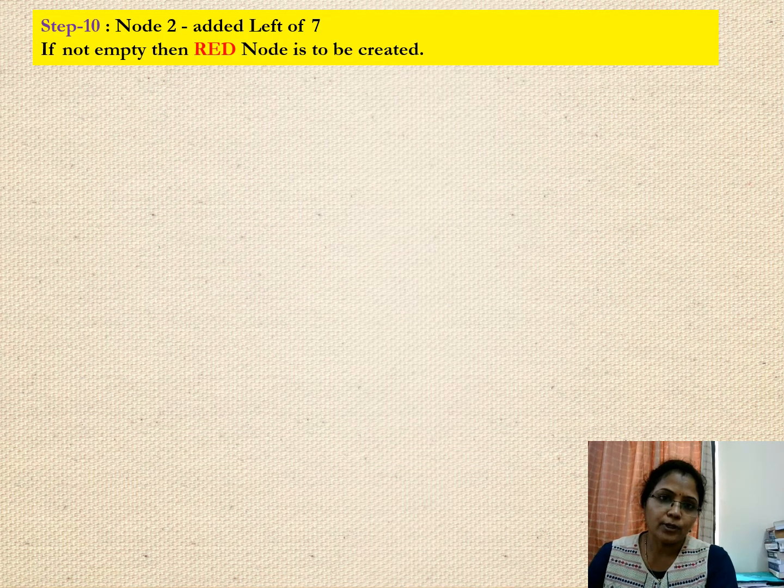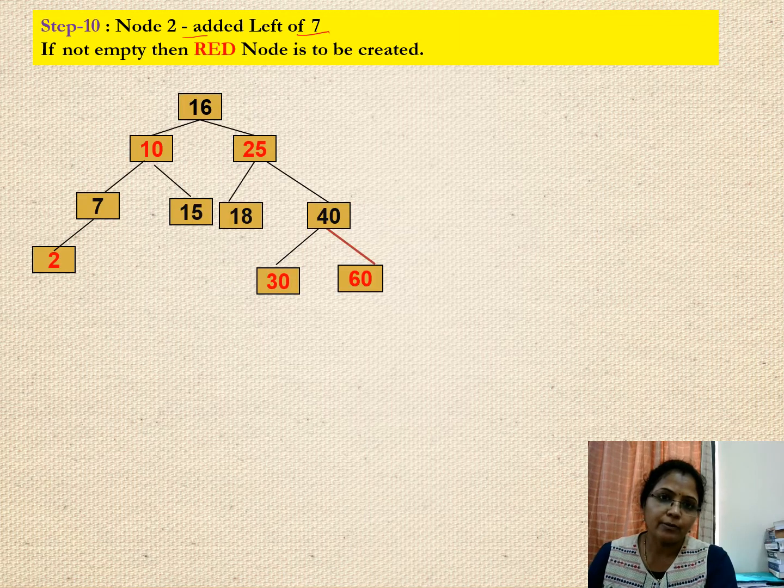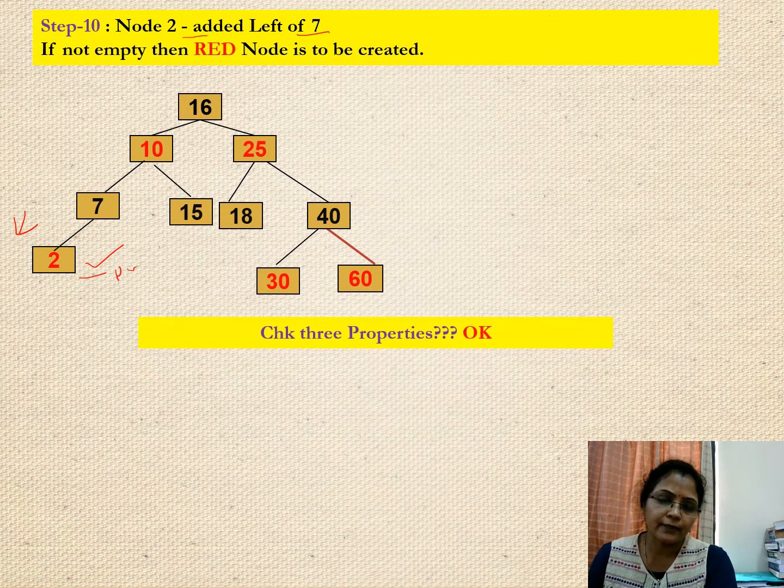Step 10: node 2 is to be added. It will be added on the left of 7. Again it will be a red node. So now 2 is added here on the left-hand side of 7. Now again verify that 2 is a new node, and we can verify that there is no contradiction. So 2 is added successfully on the left-hand side, and then directly we'll verify all three properties. Yes, they are satisfied.